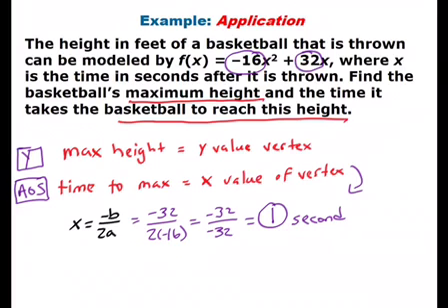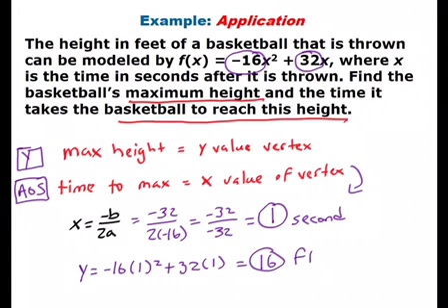Now to find our max height, we plug the 1 in for x into the original equation. So we've got negative 16 times 1 squared plus 32 times 1. And we evaluate. Well, negative 16 times 1 squared is negative 16, plus 32 would give you a positive 16. So this is 16 feet. So we've got time, and we've got max height.